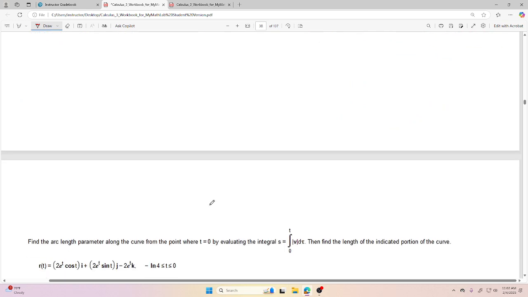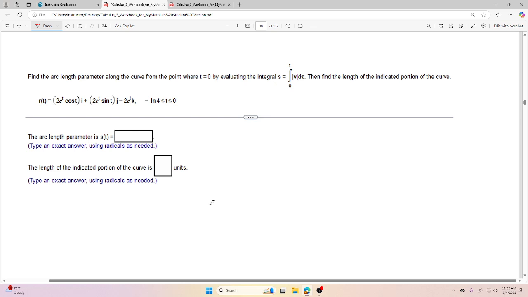Okay, let's see what else we got. So arc length parameter of a curve. Why are they using a tau? So that's this symbol, which is a tau. Why are they doing that? I don't know. Find the length of this. Okay. So the arc length is pretty easy. The length of the indicated portion. What? Arc length parameter. Oh, I got it. Okay.